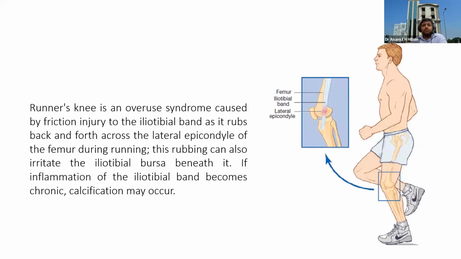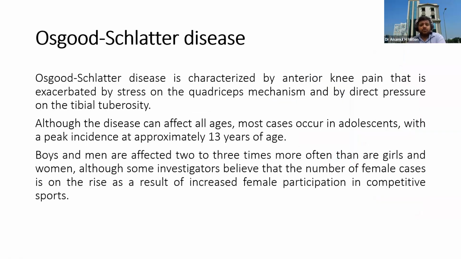Usually it affects people in marathon races, where running is gentle but for a prolonged time. So many times this causes repeated friction. Because it is a dense tissue, multiple friction with the underlying bones causes changes of the tendon, so it is called runner's syndrome. Then there is one very important condition, Osgood-Schlatter's disease.